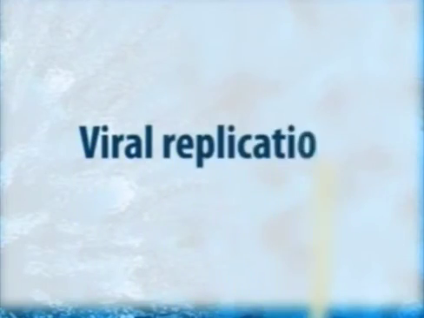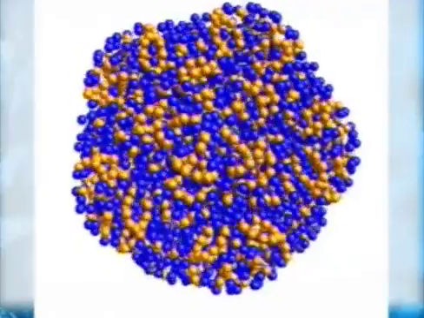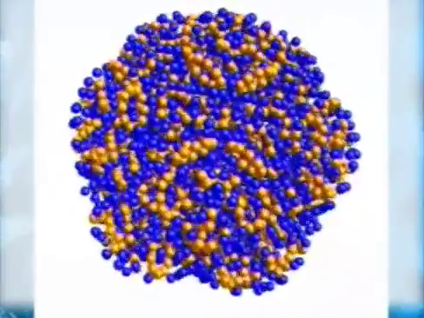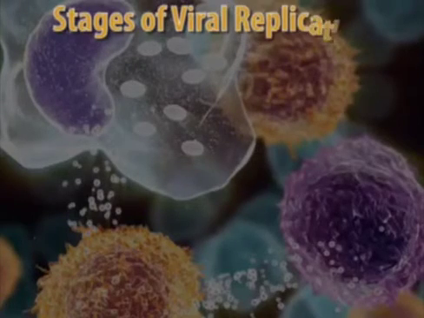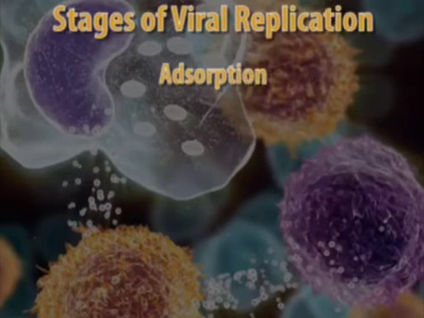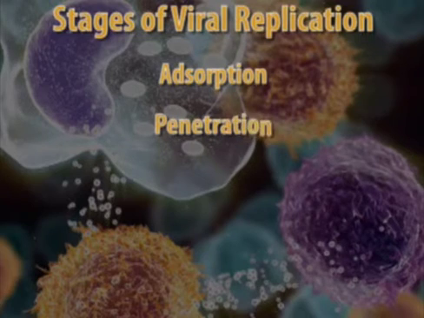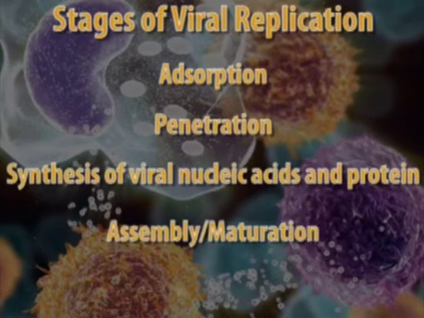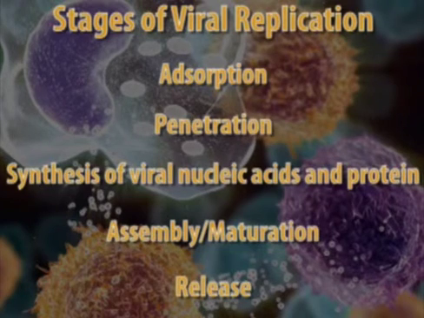An interesting thing to know is how do viruses replicate? Viral replication differs in different types of viruses, but the broad sequence of events in different types of viruses is almost the same. The 5 principal stages involved in the process of viral replication include adsorption, penetration, synthesis of viral nucleic acids and proteins, assembly or maturation of the virion particles, and finally their release.